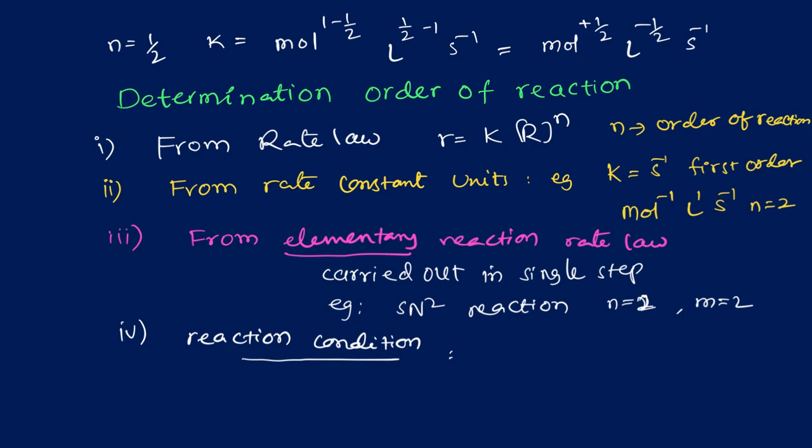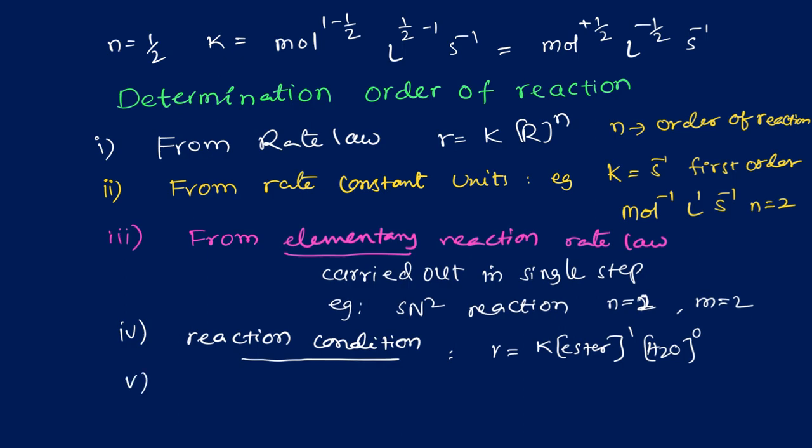Example, we know that this is CH3. R is equal to K ester, hydrolysis I already explained, and here this is H2O. Looks like this is the second order, but with respect to ester it is first order, with respect to water it is a zero order reaction. So with respect to reaction condition also it will change.